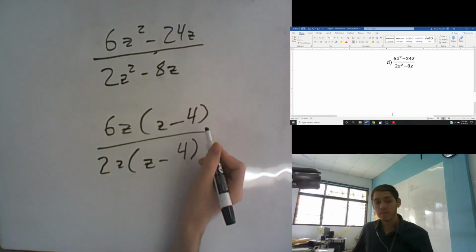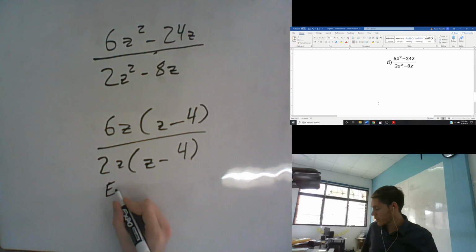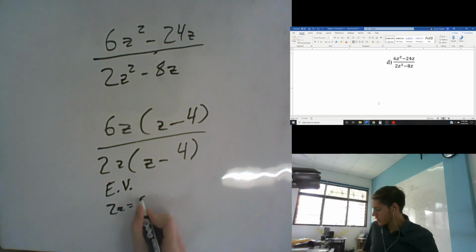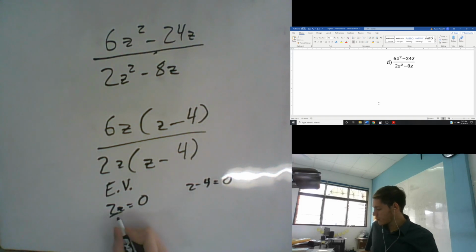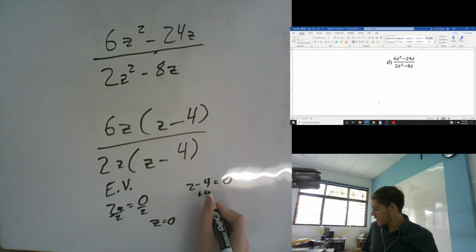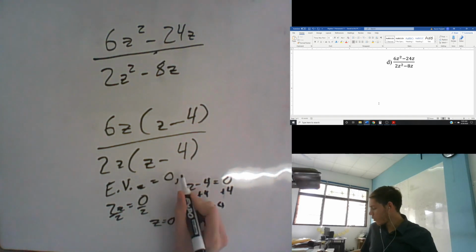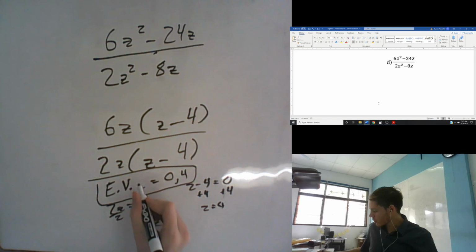Now, the excluded value. First, the excluded value. We set 2z equal to 0 and z minus 4 equal to 0. So for 2z, we just divide both sides by 2, so z equals 0, and z equals 4. So our excluded value is z equals 0 or 4. Let me write my z more prominently.